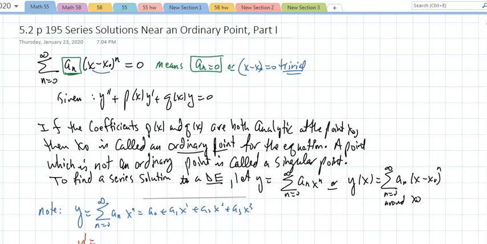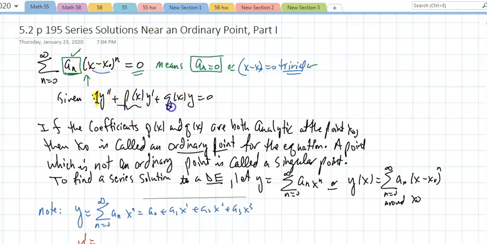Section 5.2 is on page 195, and talks about series solutions near an ordinary point, part 1. We already did part 2 ahead of time, so we know what ordinary means. Suppose you're given the following series and it equals 0. This means a sub n equals 0. Setting x equal to x naught, or the variable equal to 0, everybody knows that. Given equation 1, make sure that's a 1.